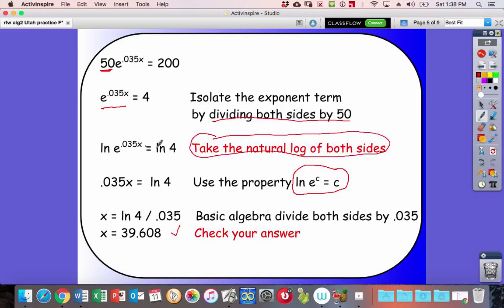But whenever you do something like this where you take the natural log of both sides, you want to double check your answer. Go back and put it in here and make sure you get a valid answer.